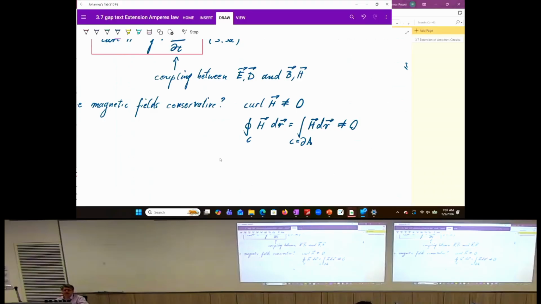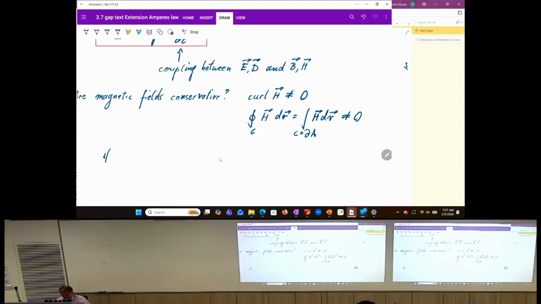And this is very different. Remember the electrostatic field: if we integrated the electrostatic field on a path that is closed, the result would always be zero. So that is not the case for the magnetic field.